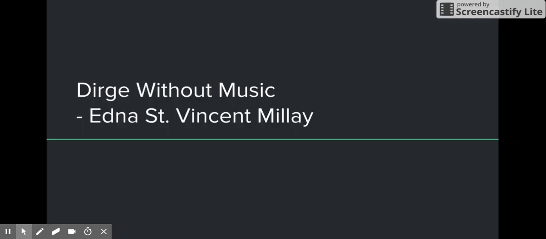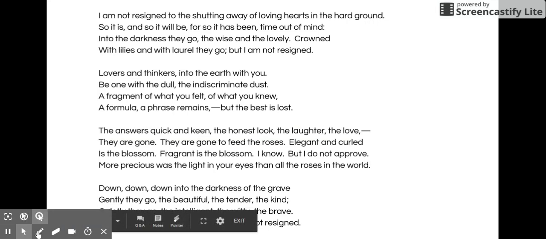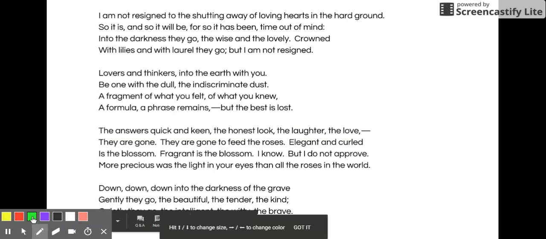Okay. So we've already started reading "Dirge Without Music." Last time, or today actually, you looked at the breaks and the tonal shifts of the poem. So what you're going to look at now is all the syntax devices, just the syntax devices. Okay. So when we get started, I'm going to mark some of the stuff in green because I like green.